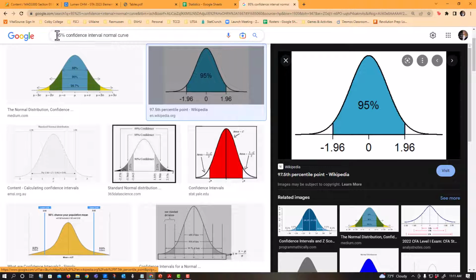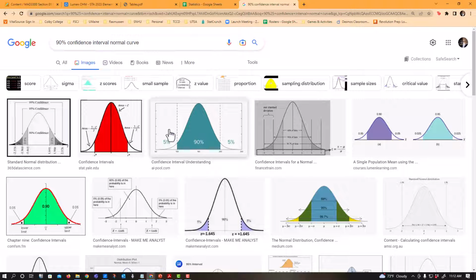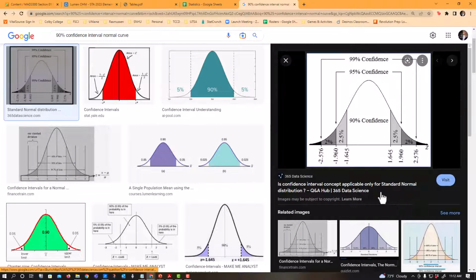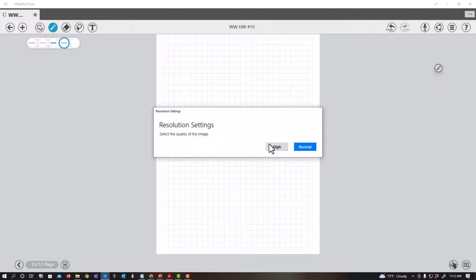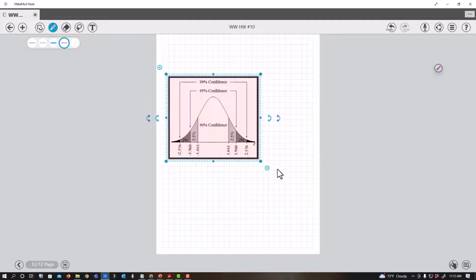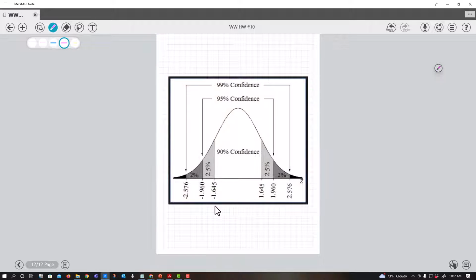Now the other thing that's kind of weird is, let's do a 90%, okay? And this one's kind of nice because it even tells you, I'll grab this one right here. Okay, so I'm going to go back here and let's get a new page. You can find a lot of these online, and it even tells you it's negative 1.645 or 1.645. And your question might be, well, why is it this value? Why does this one have an extra decimal place?